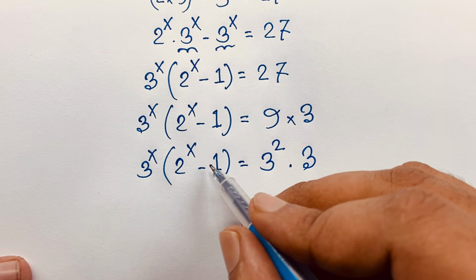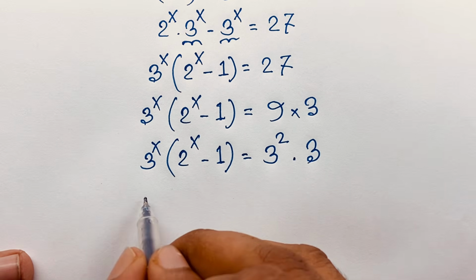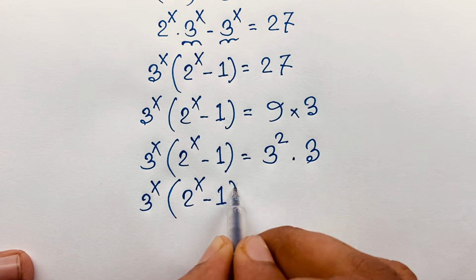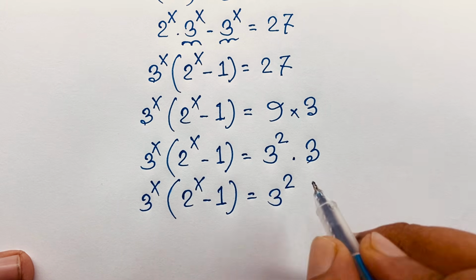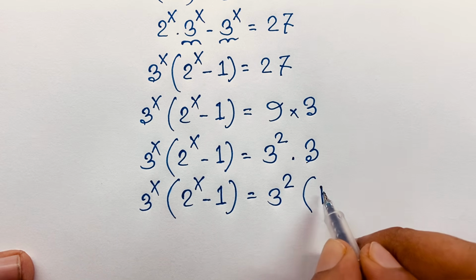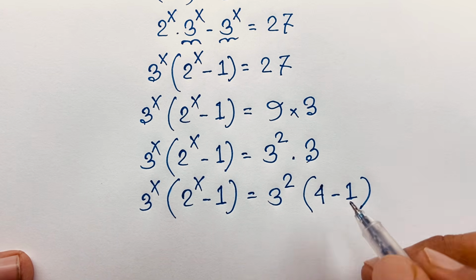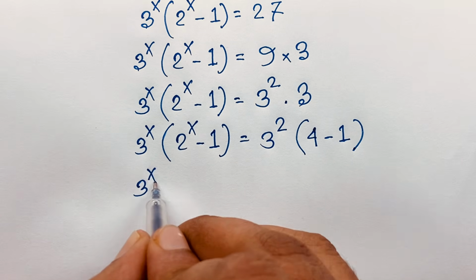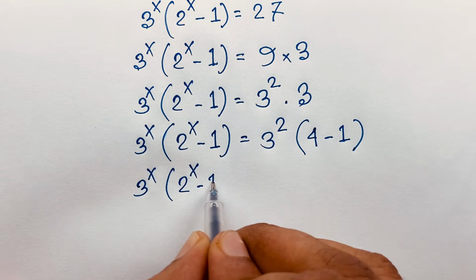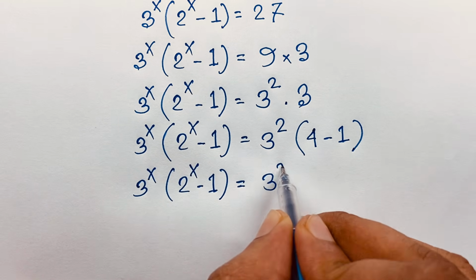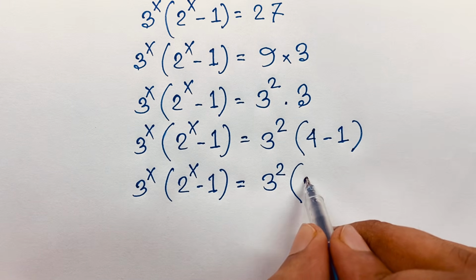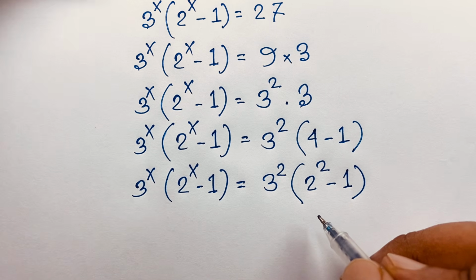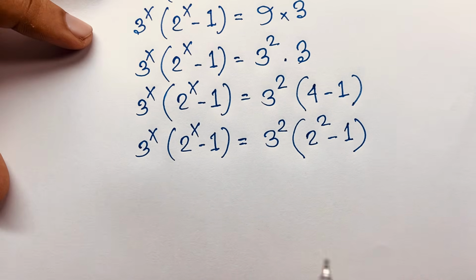So at this moment how to compare both? If I think this is 3 to the power x times (2 to the power x minus 1), this is 3 to the power 2, but this 3 you can see will be 4 minus 1. 4 minus 1 is 3. Okay, now this is 3 to the power x times 2 to the power x minus 1, and this is 3 to the power 2, but at this moment you can say it will be 2 to the power 2 minus 1. 2 to the power 2 minus 1, this is 4 minus 1. Now at this moment I compare both easily.